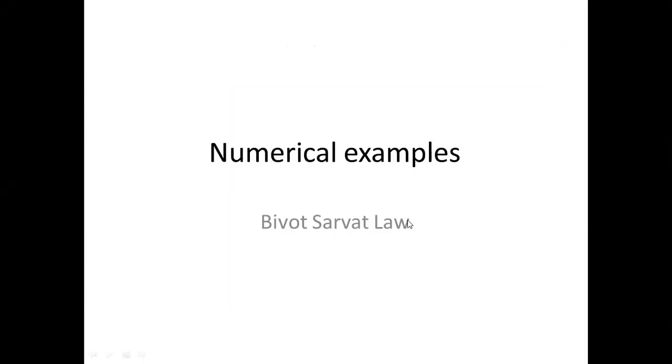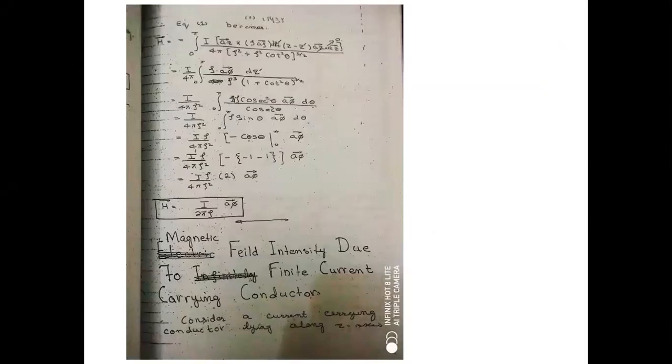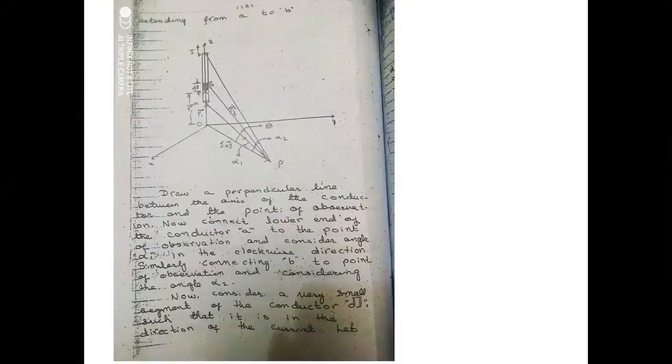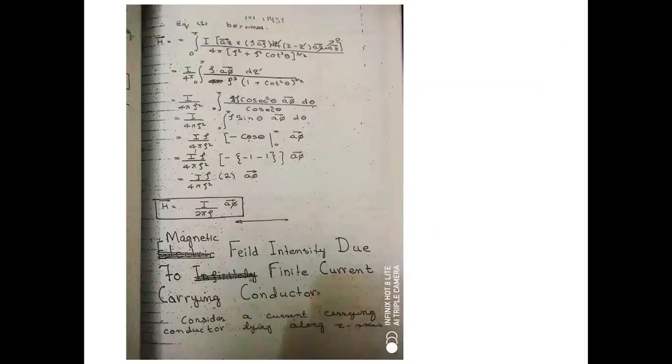Electromagnetic field theory. In the last lecture, we have studied the Biot-Savart law. In this lecture, we will study a few numerical examples based on the Biot-Savart law. Before the numericals, a few topics. Magnetic field intensity due to a finite current carrying conductor.